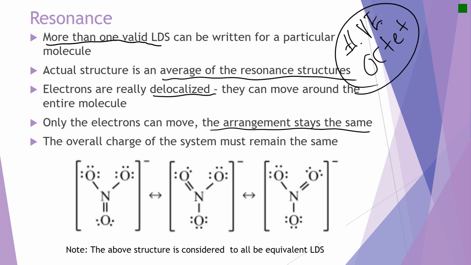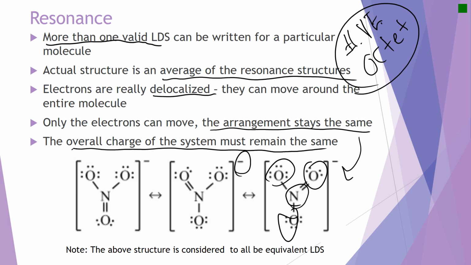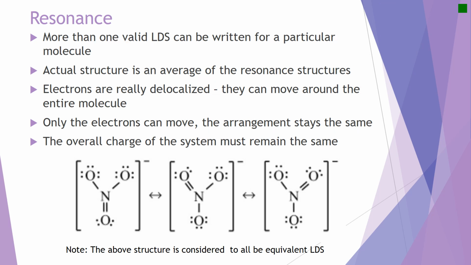So when we're looking at the structure right below, if you look at nitrogen, nitrogen is always in the center and the oxygens are always on the outside. The nitrogen doesn't move positions. And the other thing is that the overall charge of the system must stay the same. So if you had a -1 charge, then you need to remain a -1 charge.